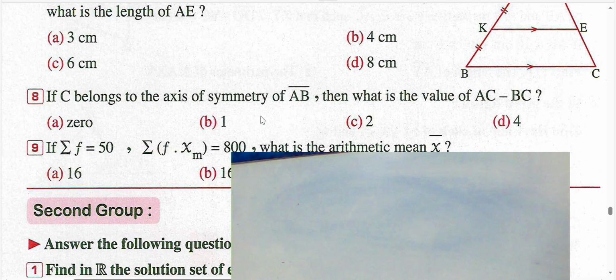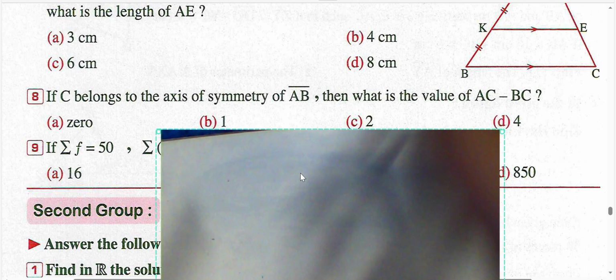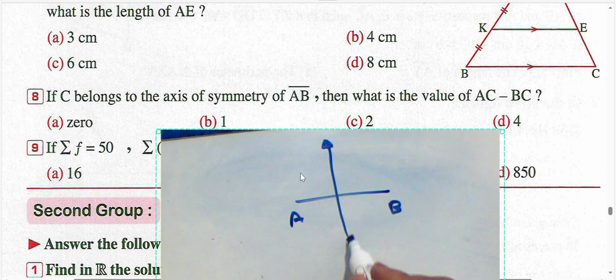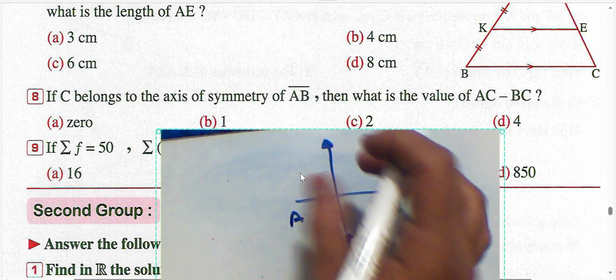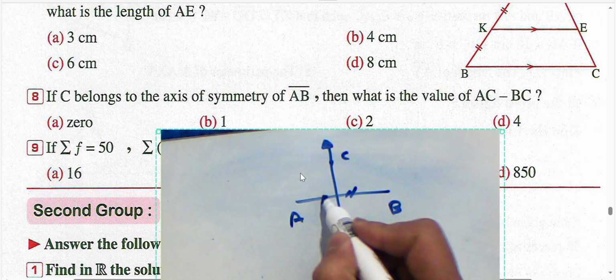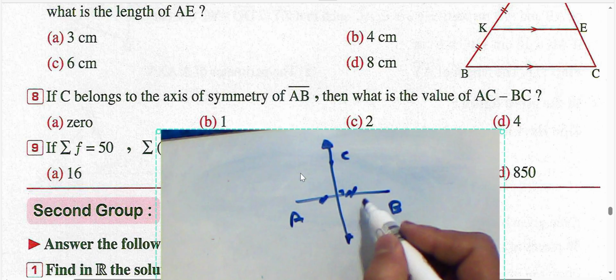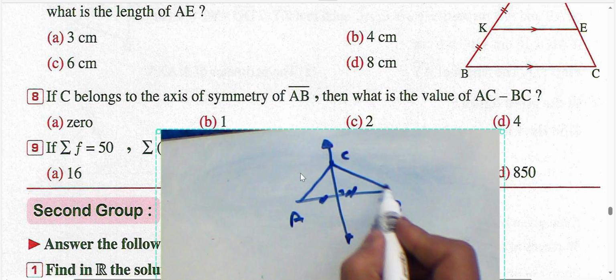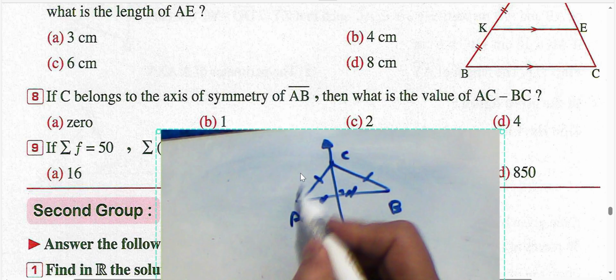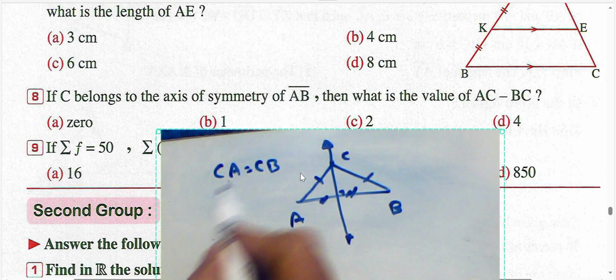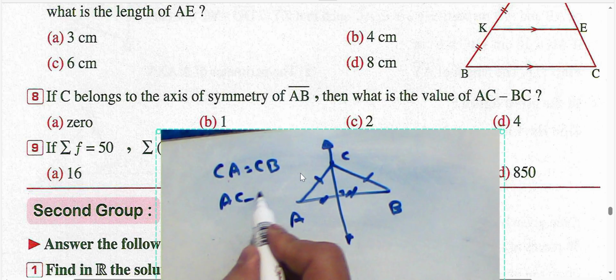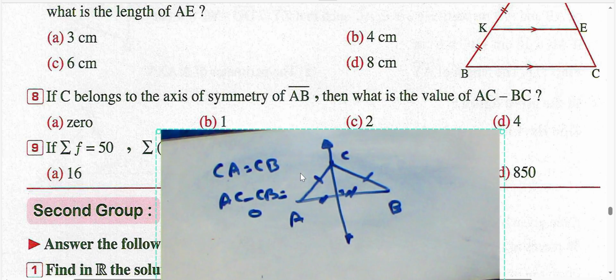If C belongs to the axis of symmetry of AB, then it has the same distance to the end point and start point. The endpoints of AB have the same distance to the point C, because C belongs to the straight line which is perpendicular to AB and bisects it, which we call the line axis of symmetry. Then we have equal distances between CA and CB. CA equal CB, they are equivalent. Then the difference between them, CA subtract CB, will be 0.